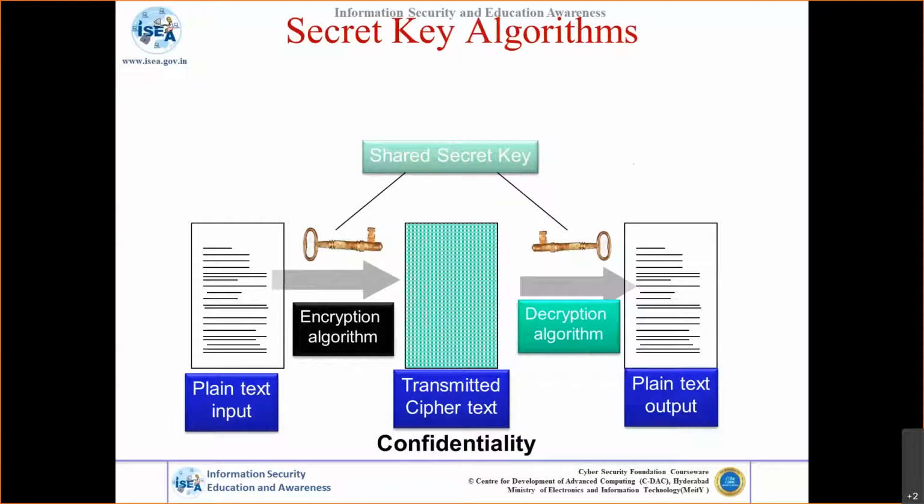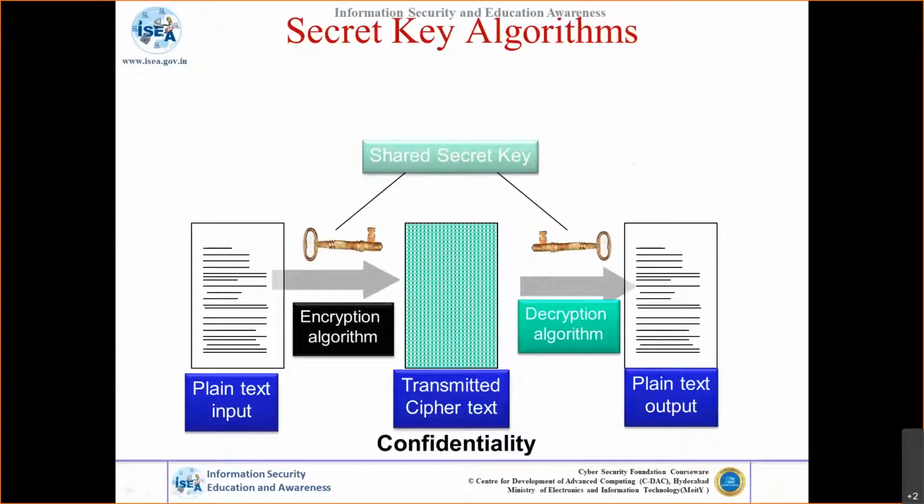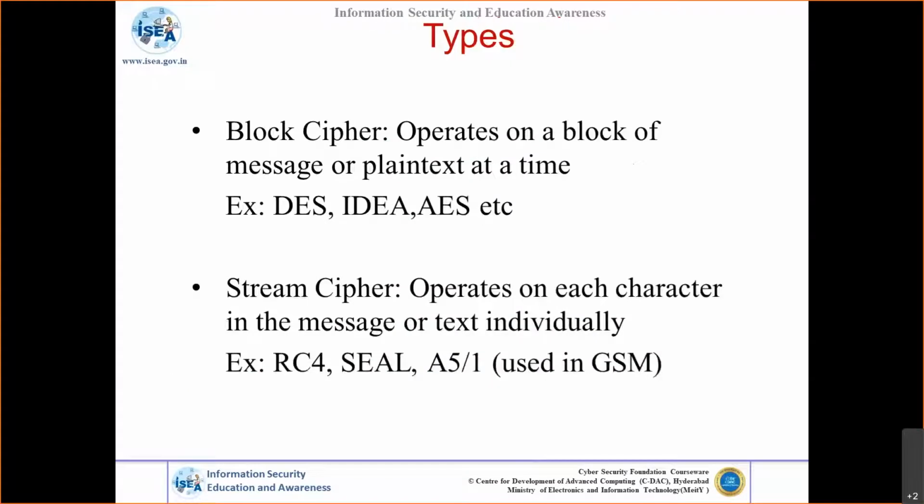The reason is, if I want to get the plain text from the ciphertext, I should have an idea about the algorithm as well as the session key, the secret key, which is available only with the sender and receiver. So that's how confidentiality is ensured. Only the two entities will be able to see it. Again, the secret key algorithms are further categorized into two types: block cipher and stream cipher.